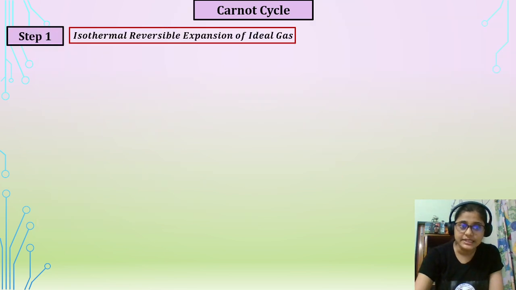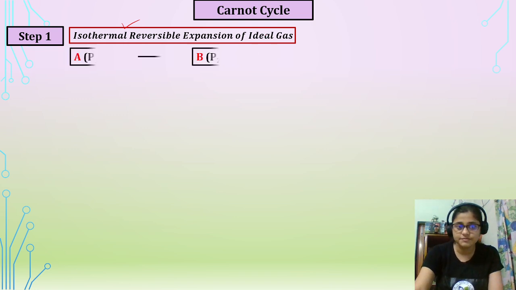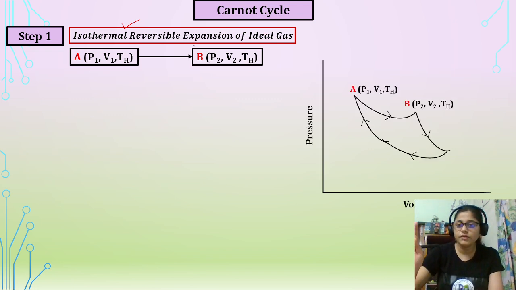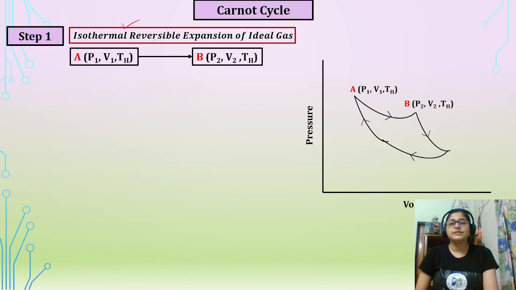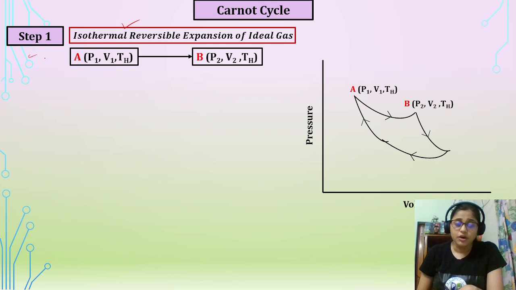Now coming to step 1, isothermal reversible expansion of an ideal gas. The first thing is that you have to know, in all the steps, which quantities are changing and which are constant. You have to have that clear idea. So for the isothermal process A to B, A has P1, V1, TH, let's say, and at point B, P2, V2, TH. P2 and V2 change but TH doesn't.